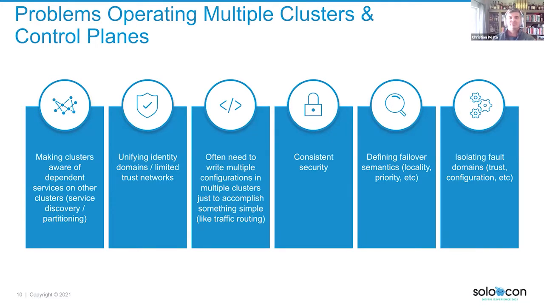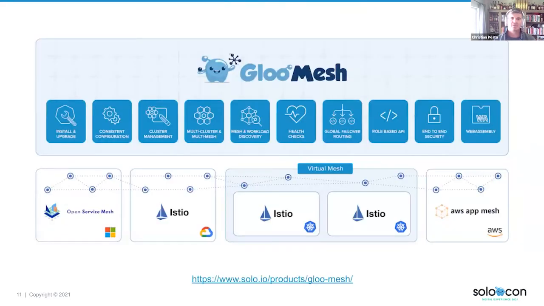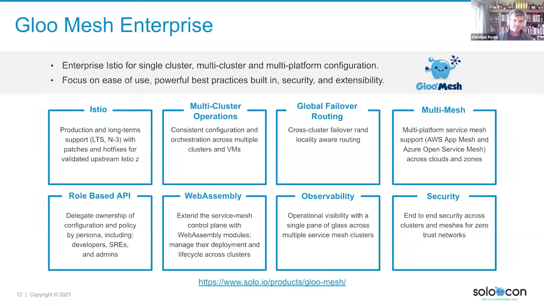What is it that the end user is trying to do? And so we fast forward Superglue into Gloo Mesh, and that's exactly what we've built: a product that allows you to run Istio in production with enterprise support and SLAs, and manage that across multiple clusters. We'll go into a little more detail about what some of those features are.